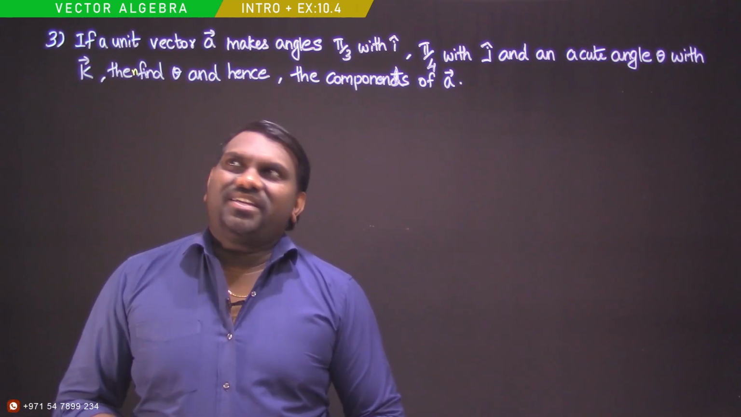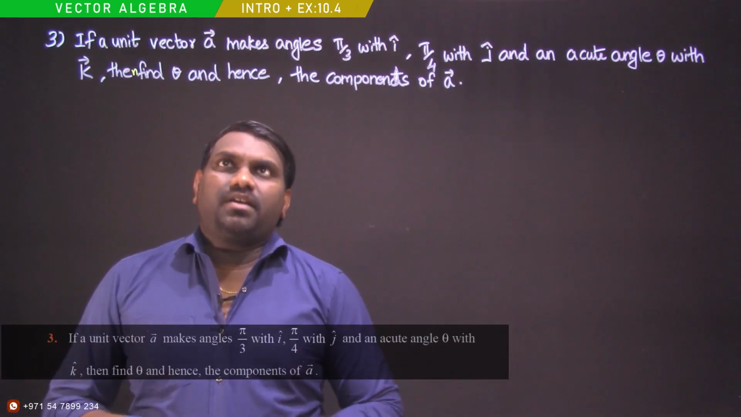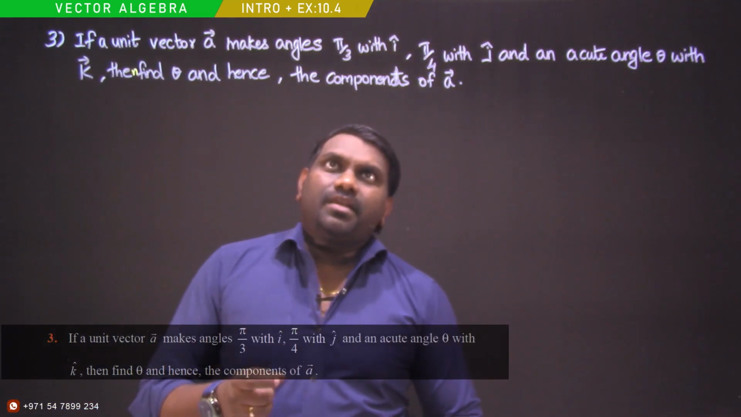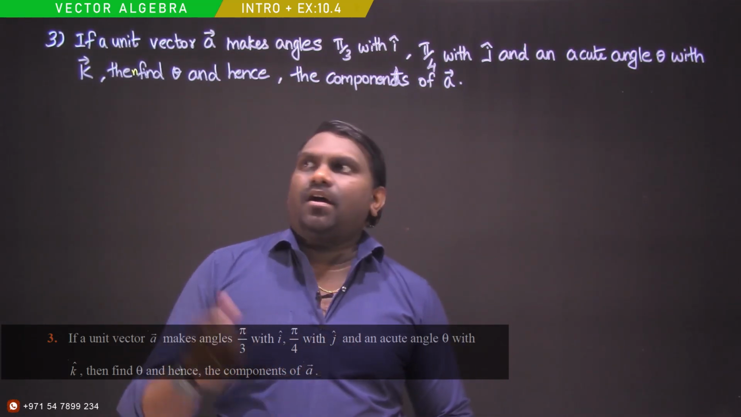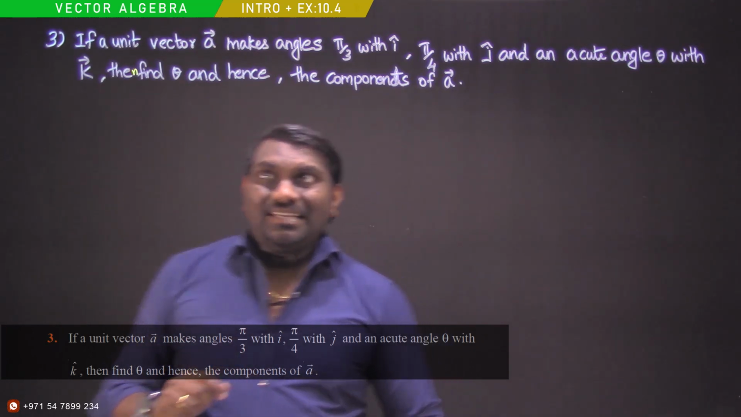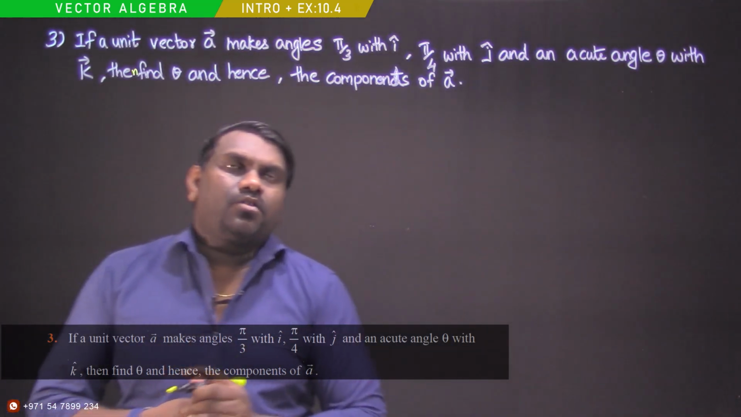On to the third question, dear. If a unit vector A makes angle pi by 3 with i, pi by 4 with j, and an acute angle theta with k, then find theta and hence the components of A vector.